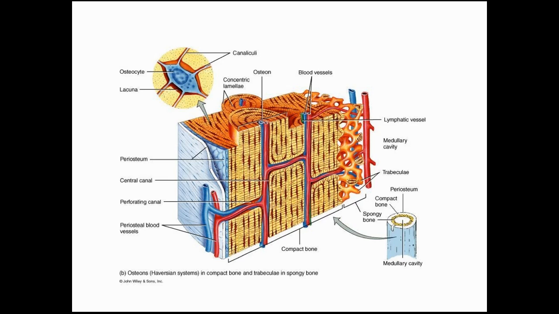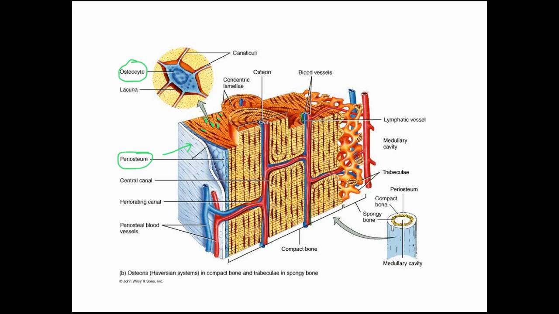All right, so here's a little section of bone right here. You can see the periosteum, the outer tough membrane on the outside of the bone. You can see these dark little spaces in here. Those are the lacuna or lacunae, and that's where the osteocytes are living. So these little spaces in here, that's where those mature bone cells are living.